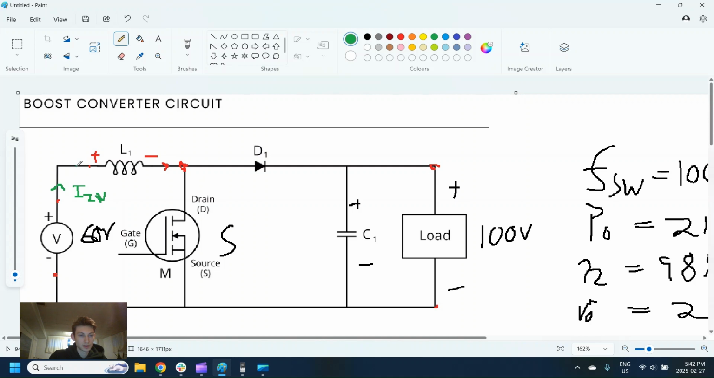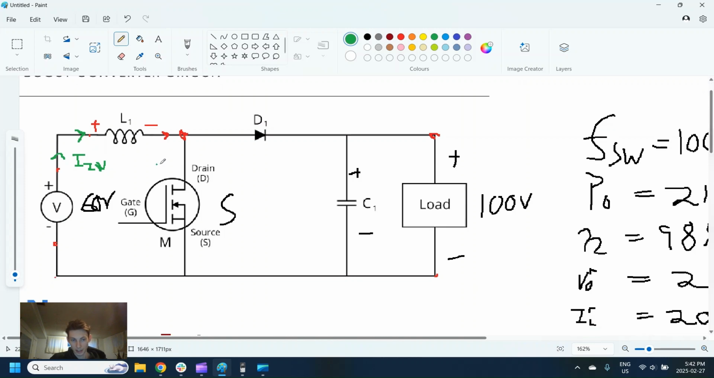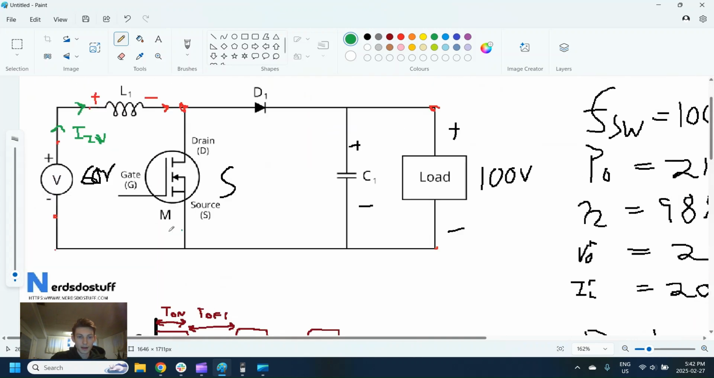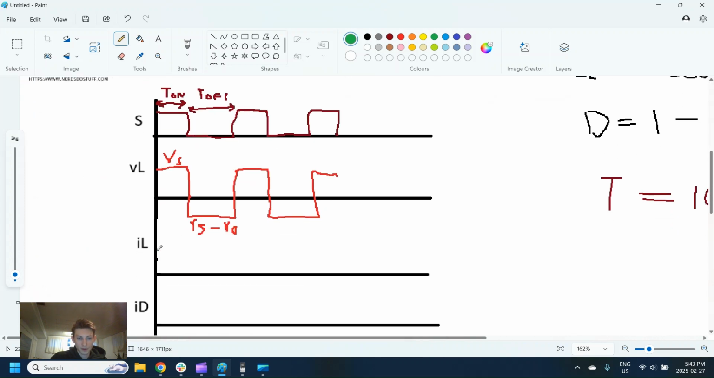The average current from the source, or all of the current from the source actually, has to travel through the inductor. Any current that's generated here has to go through the inductor. There's no other path. So we know that the average current through the source is going to equal the average current through the inductor. And that's useful because the current from the source we can actually calculate, and we also know it's a positive value. So I'll draw that here as a dotted line. This is going to be our average value.